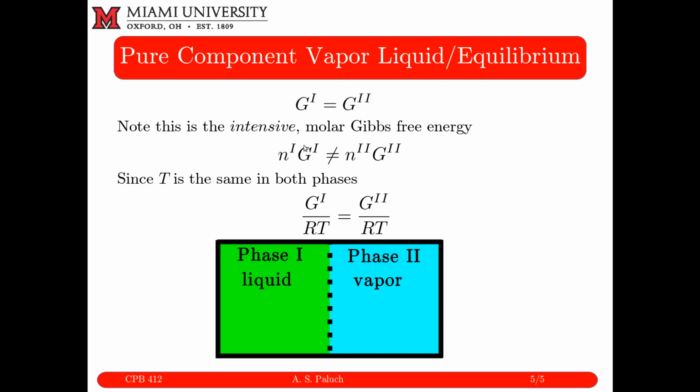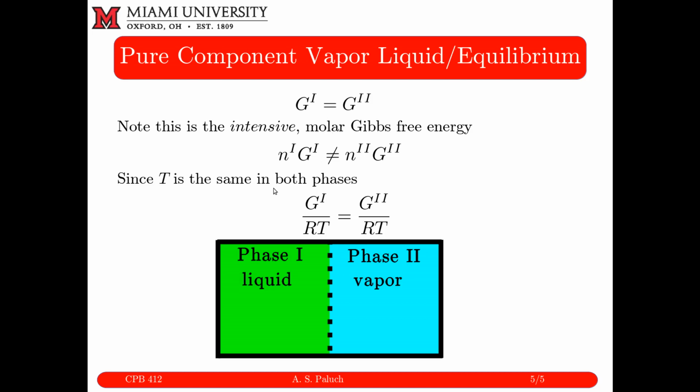The note is this is my intensive molar Gibbs free energy. The same is not true of my extensive Gibbs free energy, N1 G1 is not equal to N2 G2. So molar values are the same, but the number of moles in the two phases do not need to be the same. This is only true for my molar Gibbs free energy.